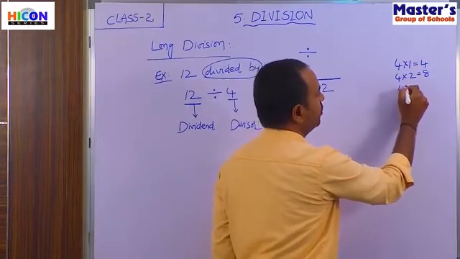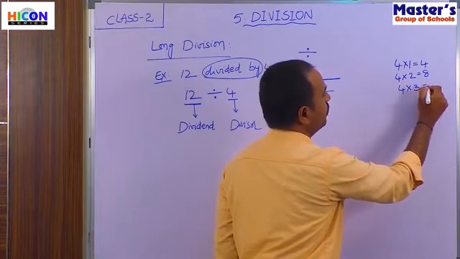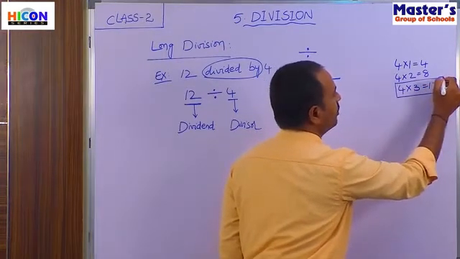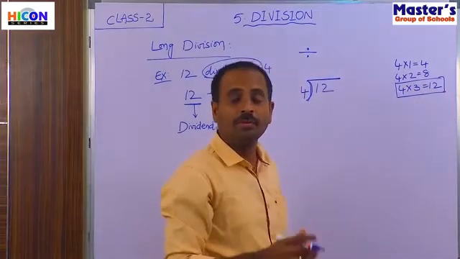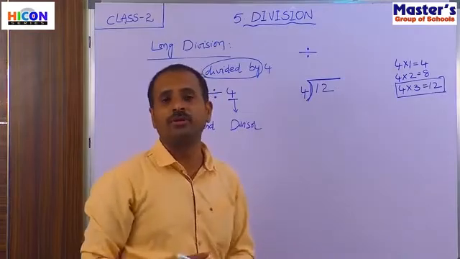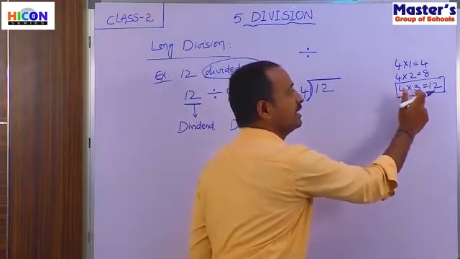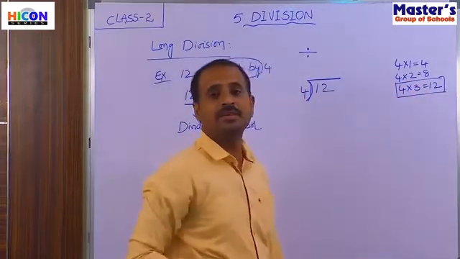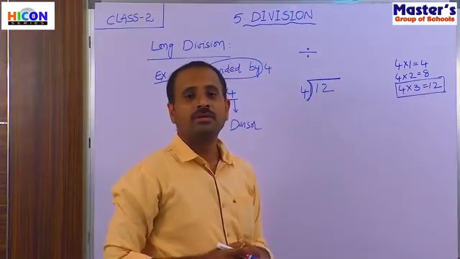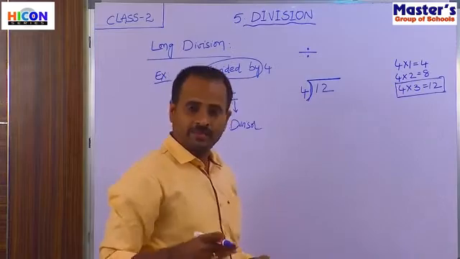So that is 4 threes are 12. So children, now you have got the number 12. When does the number 12 come in the fourth table? That is 4 threes are 12. That means 3 times 4 is 12.